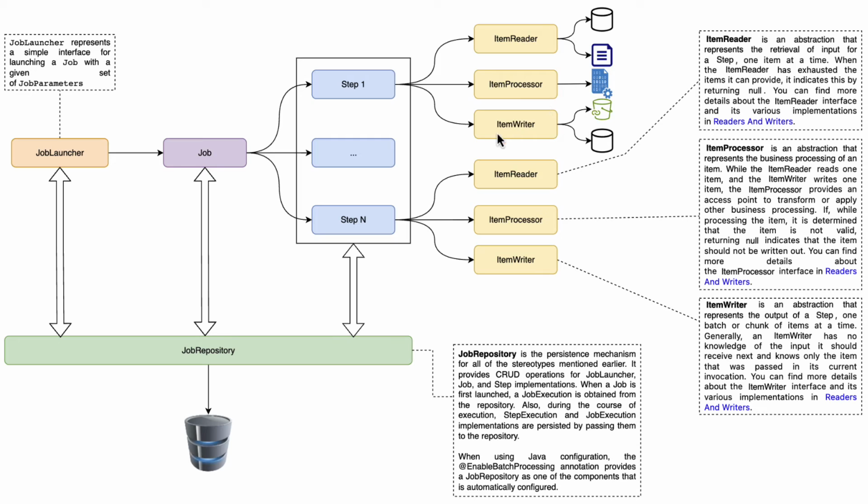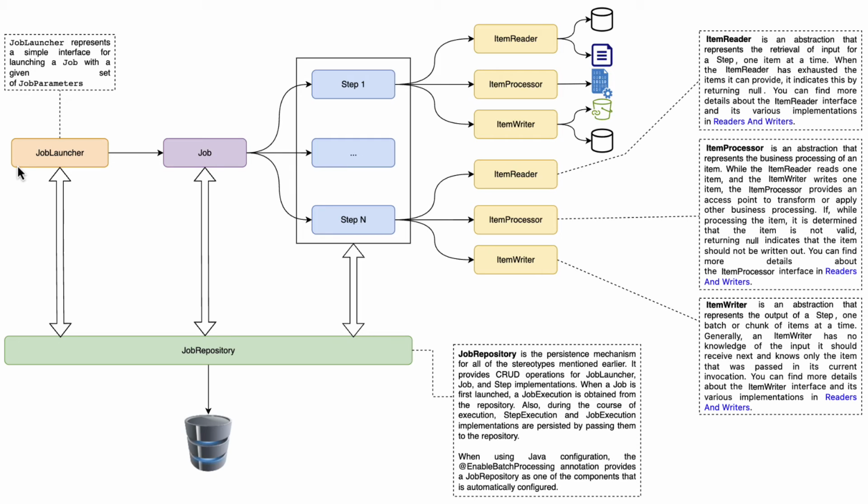And then finally, we have the item writer. The item writer is an abstraction that represents the output of a step, one batch or chunk of items at a time. Generally, an item writer has no knowledge of the input it should receive next and knows only the item that was passed to it in its current invocation. You can find more details about the item writer interface and its various implementations in the readers and writers section as well.